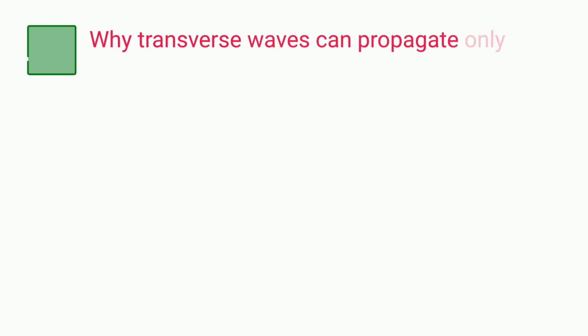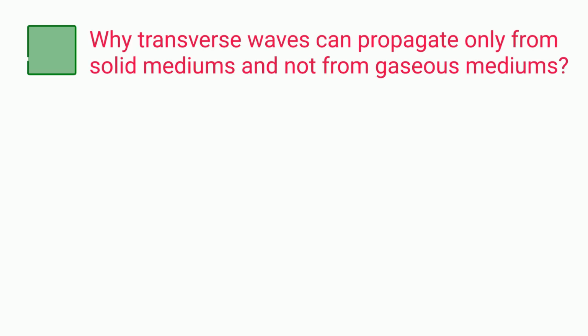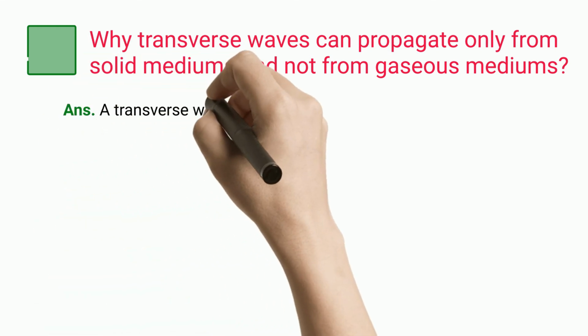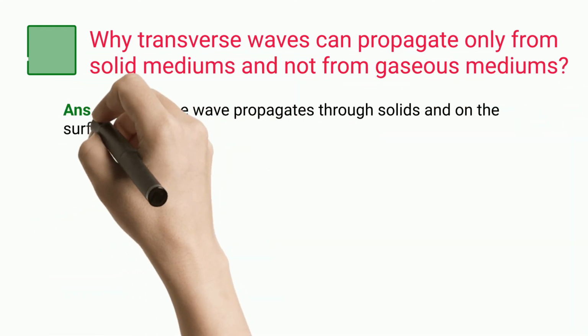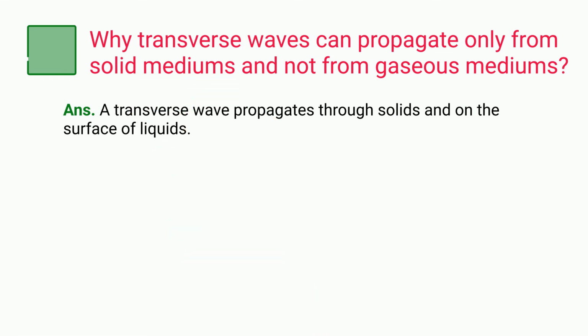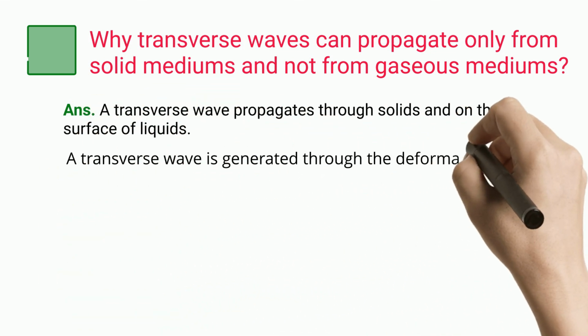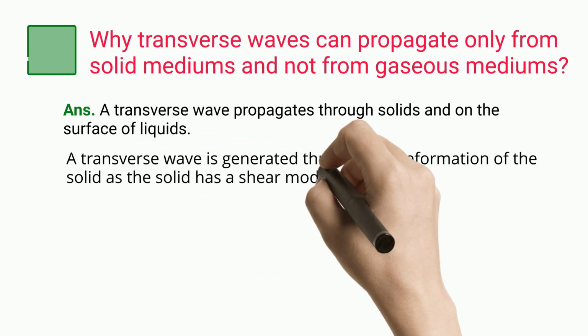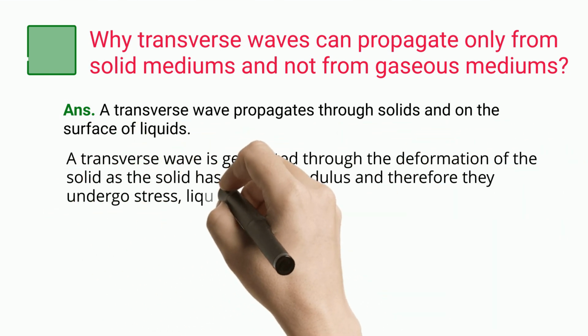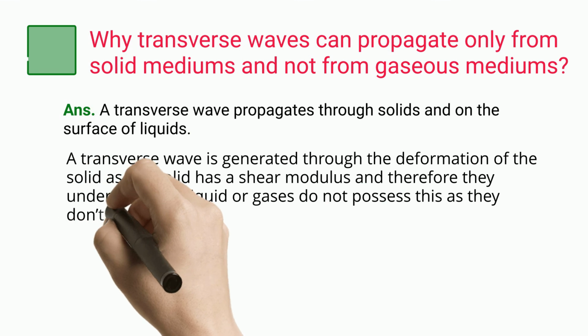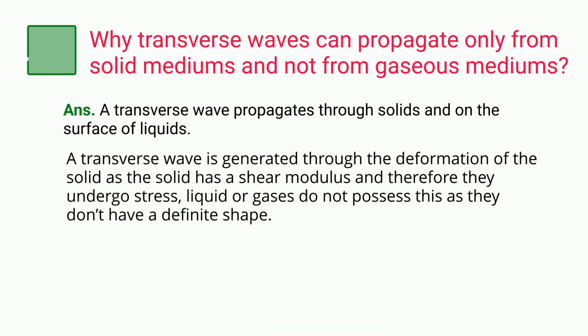Why can transverse waves propagate only through solid mediums and not through gaseous mediums? A transverse wave propagates through solids and on the surface of liquids. A transverse wave is generated through the deformation of the solid, as the solid has a shear modulus and therefore undergoes stress. Liquids or gases do not possess this as they do not have a definite shape.